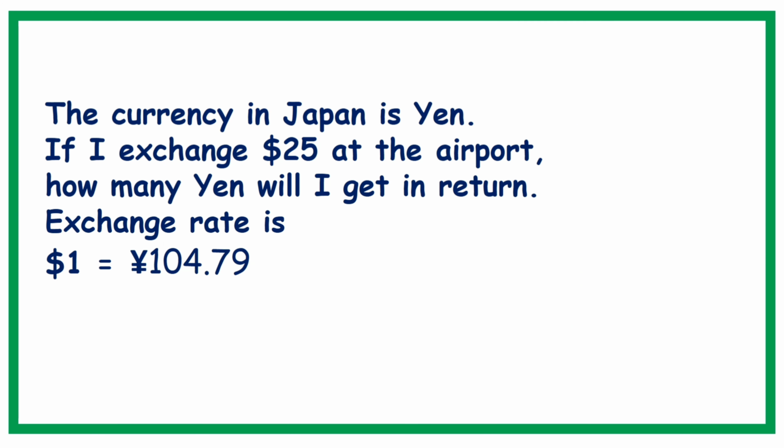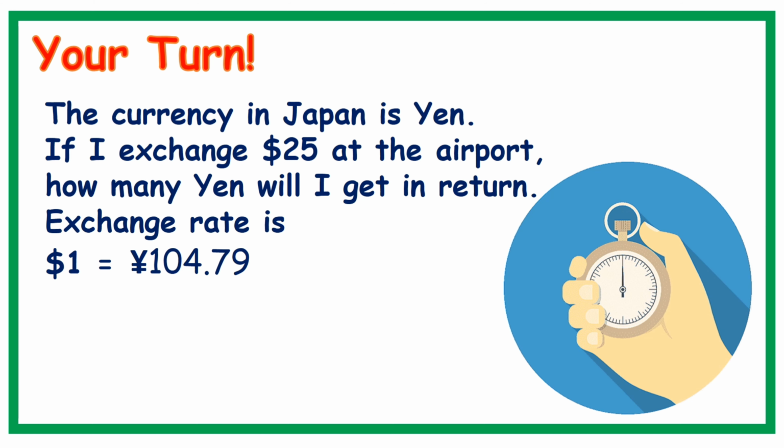Now let's have this word problem. The currency in Japan is yen. If I exchange $25 at the airport, how many yen will I get in return? Exchange rate is $1 equals 104.79 yen. Timer starts now. You have 50 seconds to answer this.